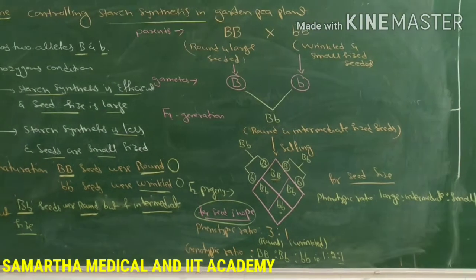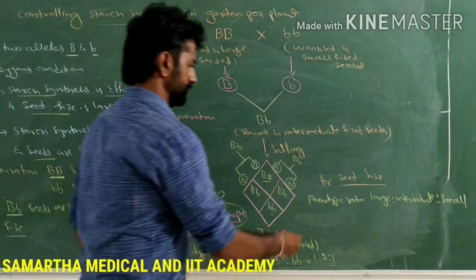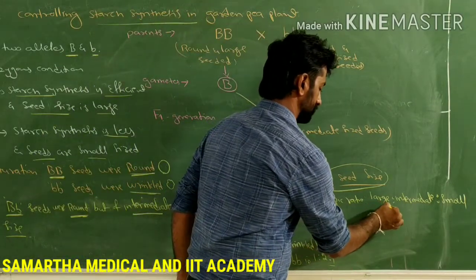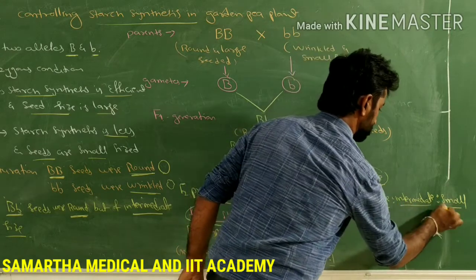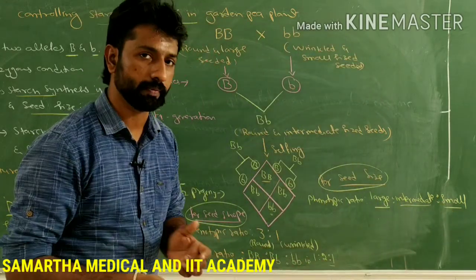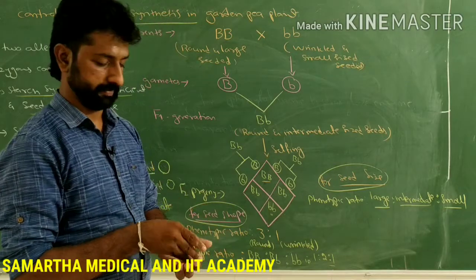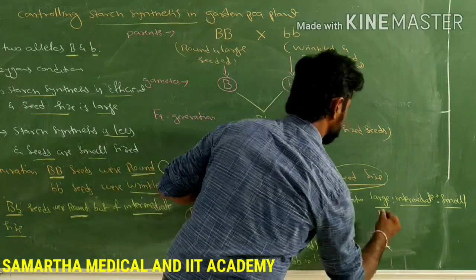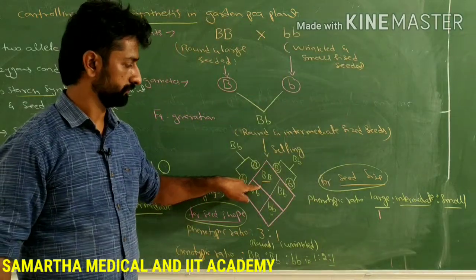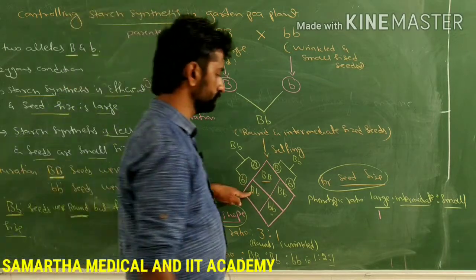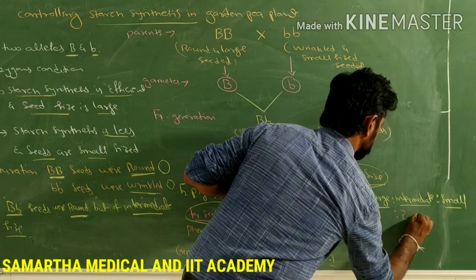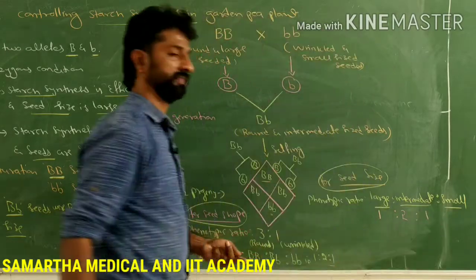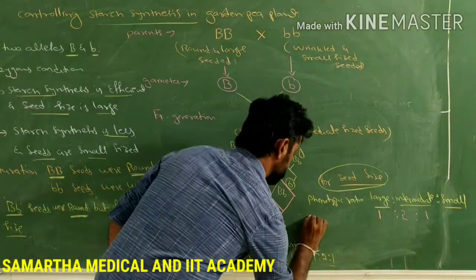So in this way, for seed size, the phenotypes are large, intermediate and small. These are the three types of phenotypic effects produced for seed size. How many are large here? 1, which has the homozygous dominant condition. How many are intermediate here? 2. And how many are homozygous recessive and produce small size seed? 1. Then what is the genotypic ratio?